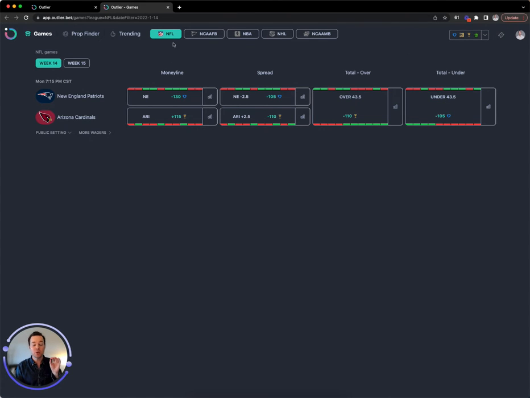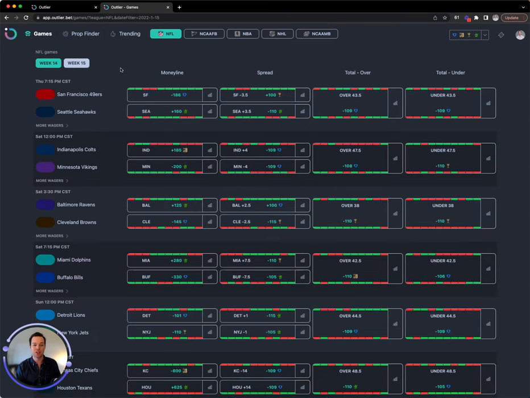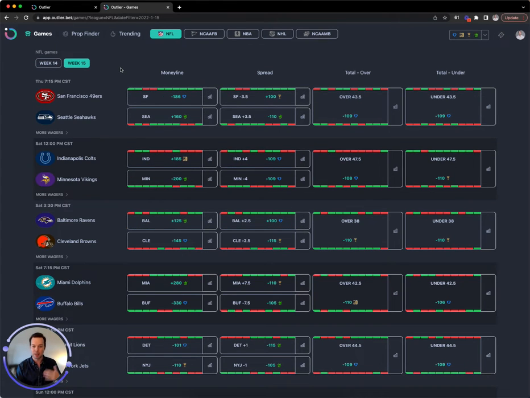You can see that you can sort by any of the six major leagues. We pipe in bets from all six of them: NFL, NCAA football, NBA, NHL, NCAA basketball. You can sort by the week. Right now we're looking at week 14. Of course, there's only one game right now because today is Monday and only Monday Night Football is left in week 14. But if I move over to week 15, I would see a ton more NFL game lines. But let's stick with week 14 for now.